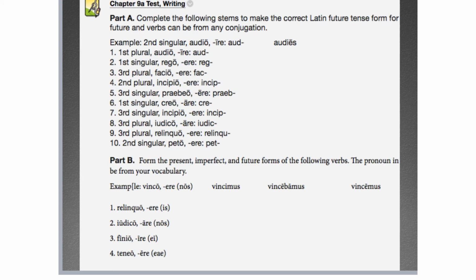And the writing summative. In part A, you're going to complete the stem in what it's supposed to be. So first plural for audio, so it's going to be audiamus. And these are all going to be future, so just keep that in mind. So number 2, regam. And then in B, you're going to do the present, imperfect, and future. The pronoun gives you who the subject is going to be. Is going to be he. AE and AI are going to be third person plural. But you can see here's the present, here's the imperfect, and here's the future.